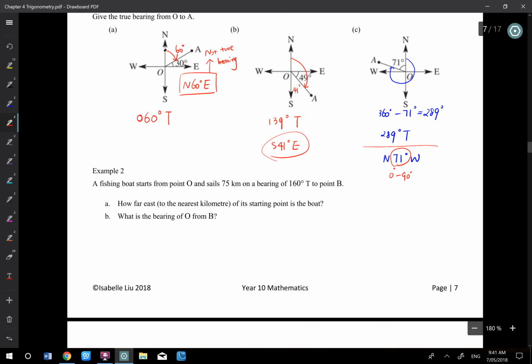Okay, remember the 3-digit thing. It must be 3-digit when we talk about true bearing, and don't forget the T at the back.